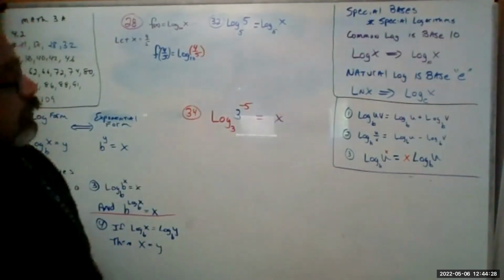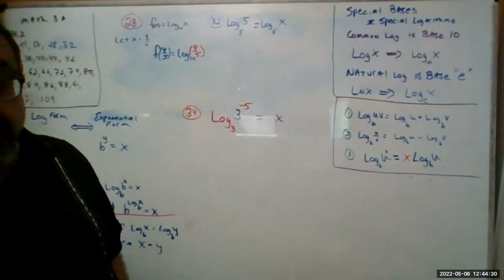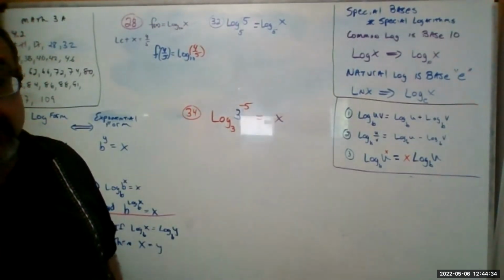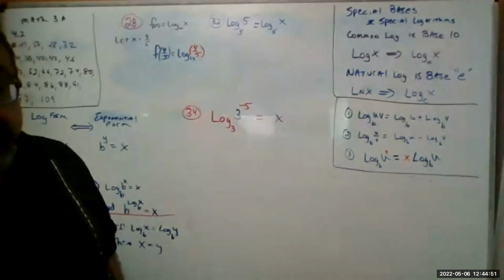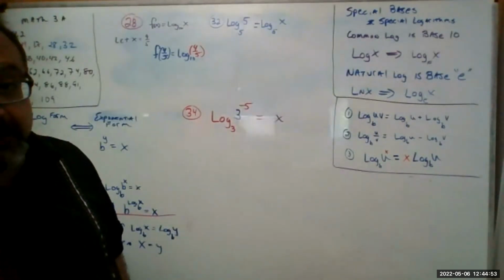Number 32 and 34. Again, with the directions. The directions say solve for x. So you guys are doing the odds, of course. I'm going to do 32 and 34 as an example. Use the properties, use the definition as needed.